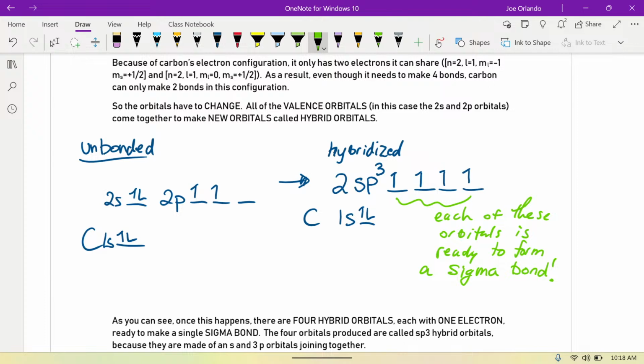But the neat thing is not only are these ready to form a sigma bond, but when they do it, all four of these orbitals are identical, right? Which means that we would expect all four of the bonds to be identical. And that matches the experimental data.